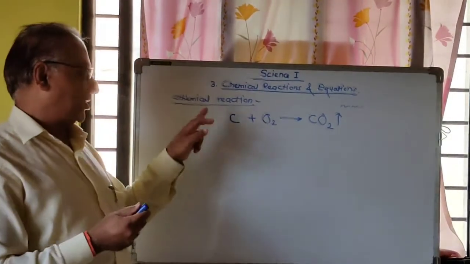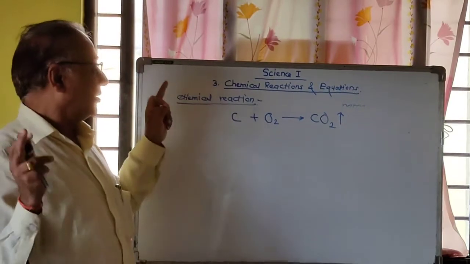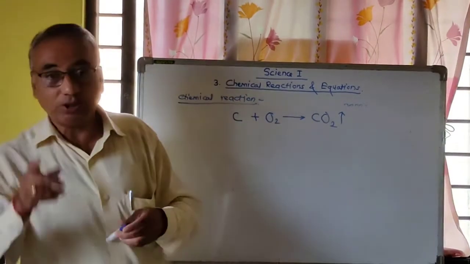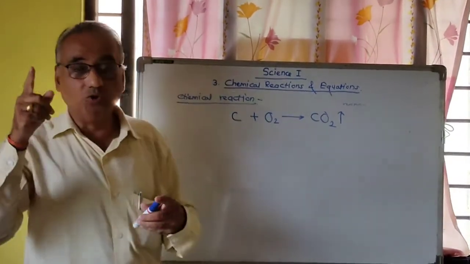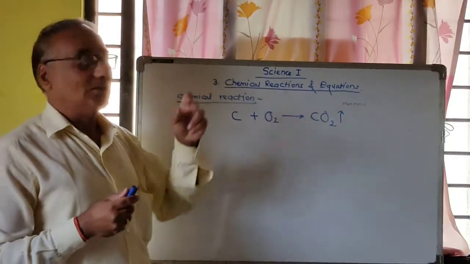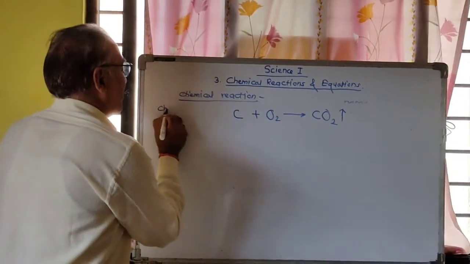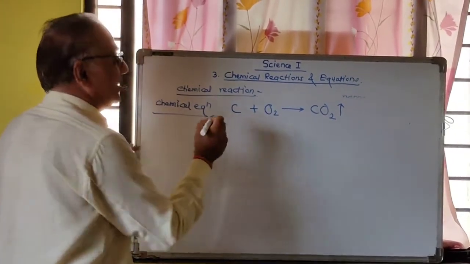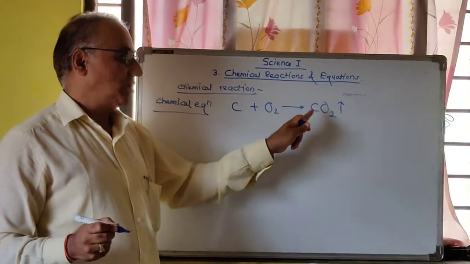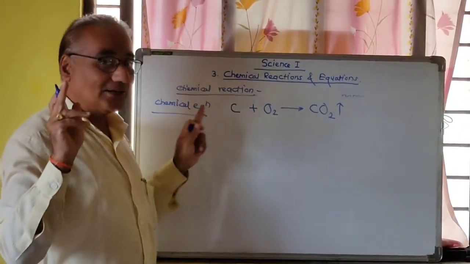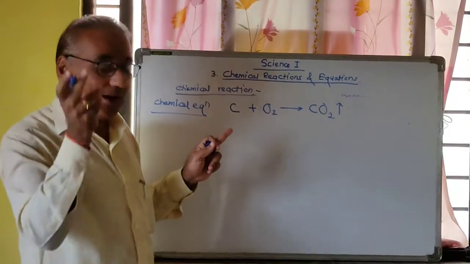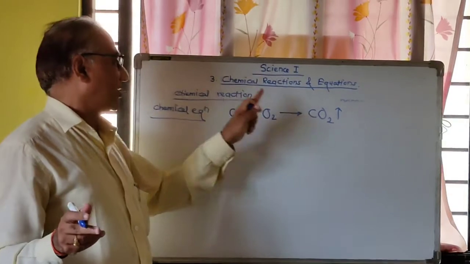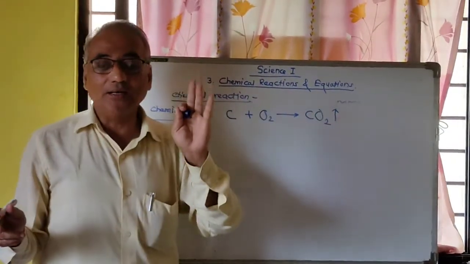The representation of a chemical reaction into condensed form using chemical formulae is known as a chemical equation. Here C plus O2 gives CO2. It is nothing but a chemical reaction, and when we say carbon is reacted with oxygen, there is formation of carbon dioxide, that is known as a chemical reaction.